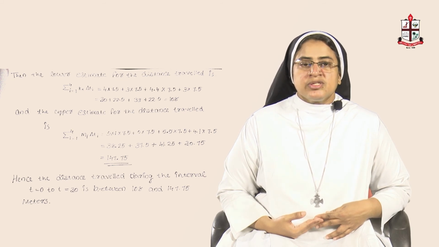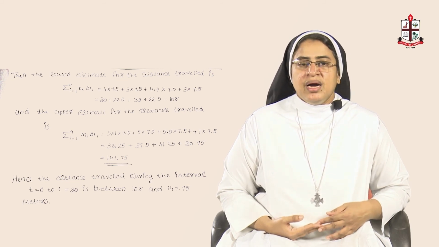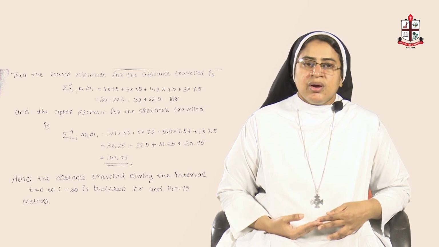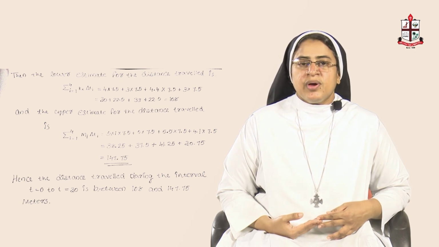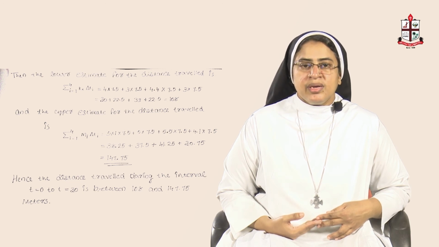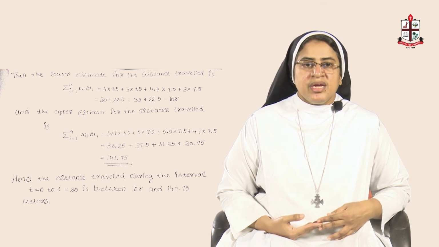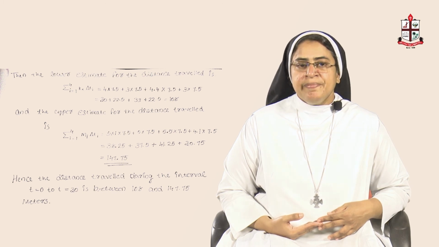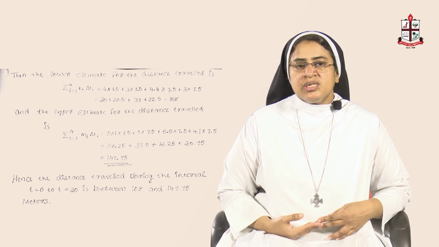Now, how will you find the upper estimate for the distance travelled? It will be the sum from i equals 1 to 4 of mi into delta ti. Using the upper limits of the velocity, it is 5.1 into 7.5 plus 5 into 7.5 plus 5.5 into 7.5 plus 4.1 into 7.5. So, the final answer becomes 147.75, when you add all the values 38.25 plus 37.5 plus 41.25 plus 30.75.